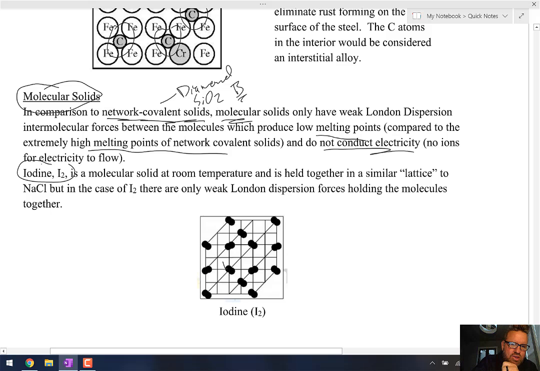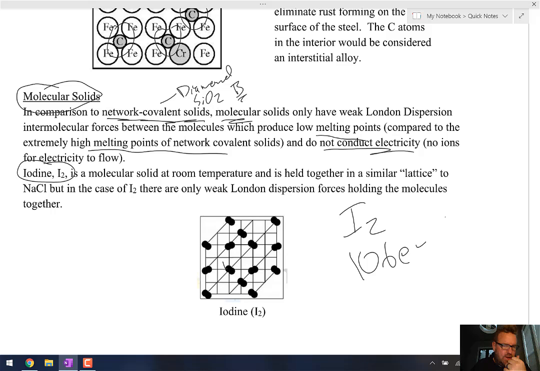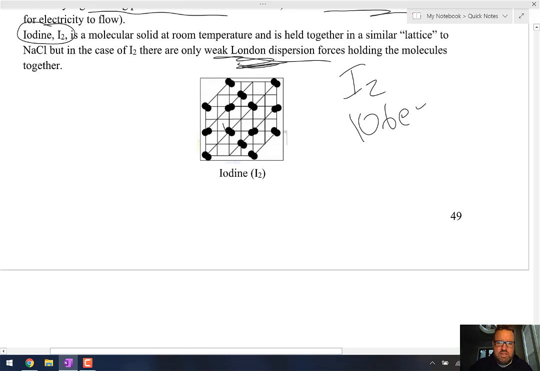But iodine, I2, can actually be a solid at room temperature because I2 has a huge electron cloud. Between two iodine atoms, you've got 106 electrons. So that's a really, really big electron cloud that is very, very polarizable. And so it is a solid at room temperature. Most other molecular solids are, again, liquids, like Br2 is a liquid. But honestly, the large majority of them are gases because, again, those weak London dispersion forces simply don't keep them together in the solid form.